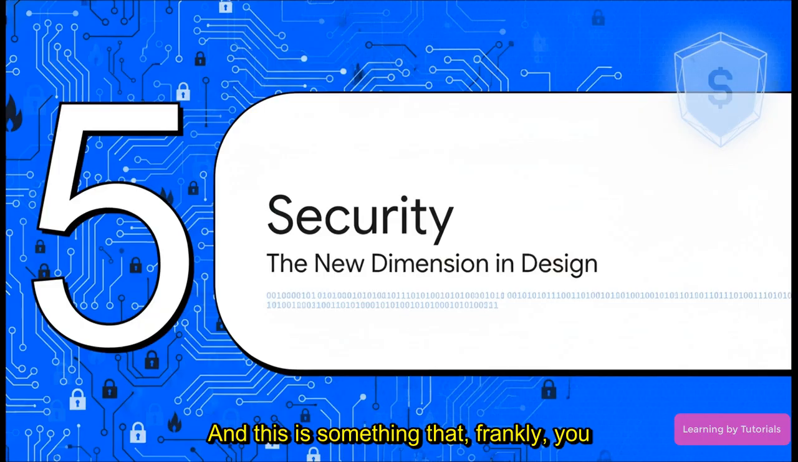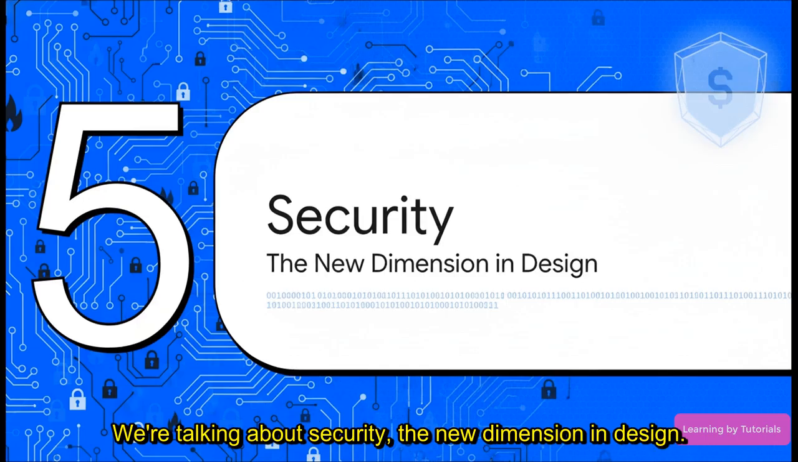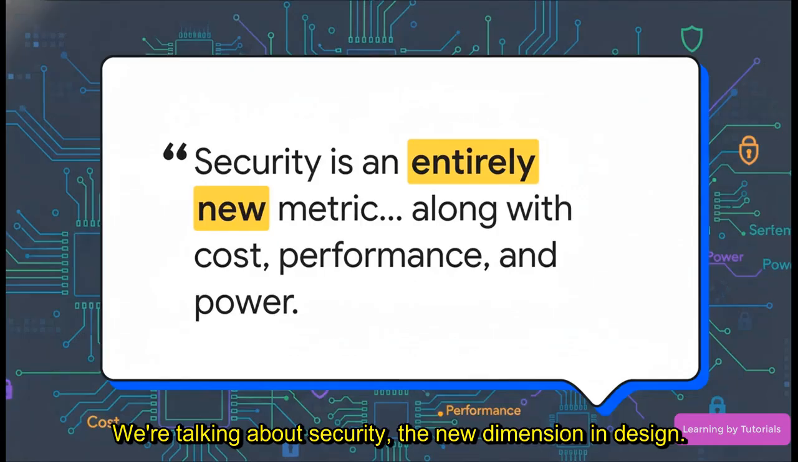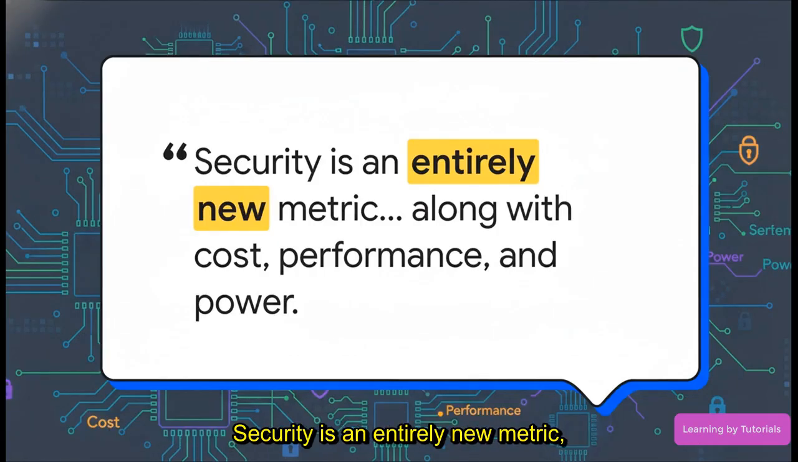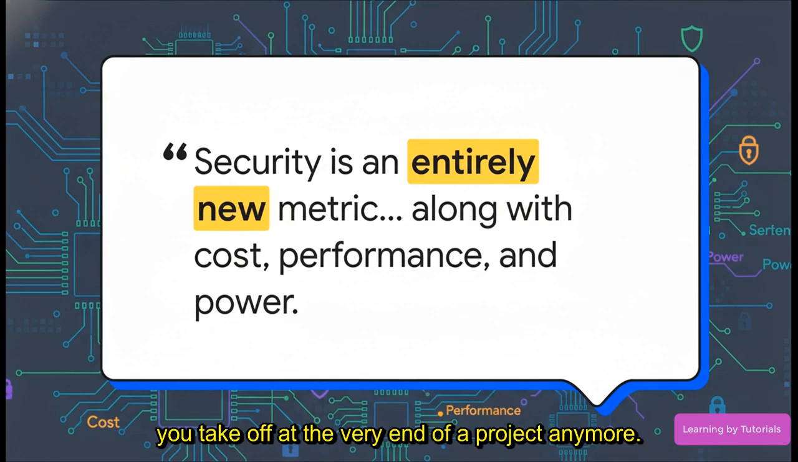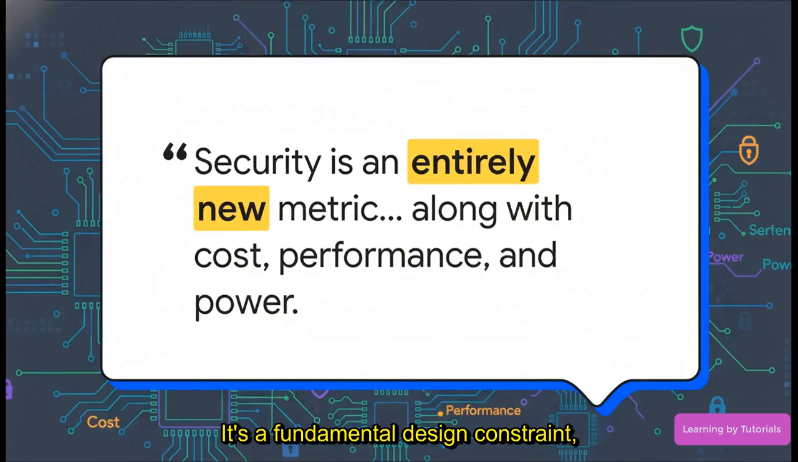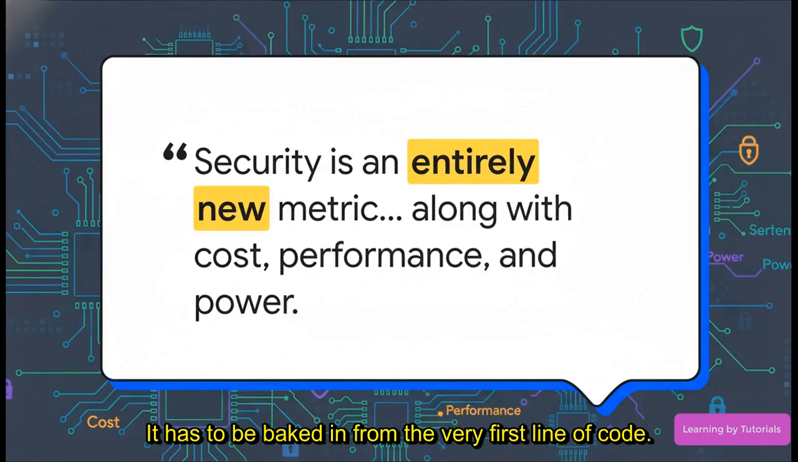We're on to our last and arguably most critical layer of the skill stack. And this is something that, frankly, you cannot afford to ignore anymore. We're talking about security, the new dimension in design. Just take a second and let this quote from Princeton sink in. Security is an entirely new metric, along with cost, performance, and power. What does that mean? It means security isn't some checkbox you tick off at the very end of a project anymore. It's a fundamental design constraint, just as important as how much your device costs or how long its battery lasts. It has to be baked in from the very first line of code.